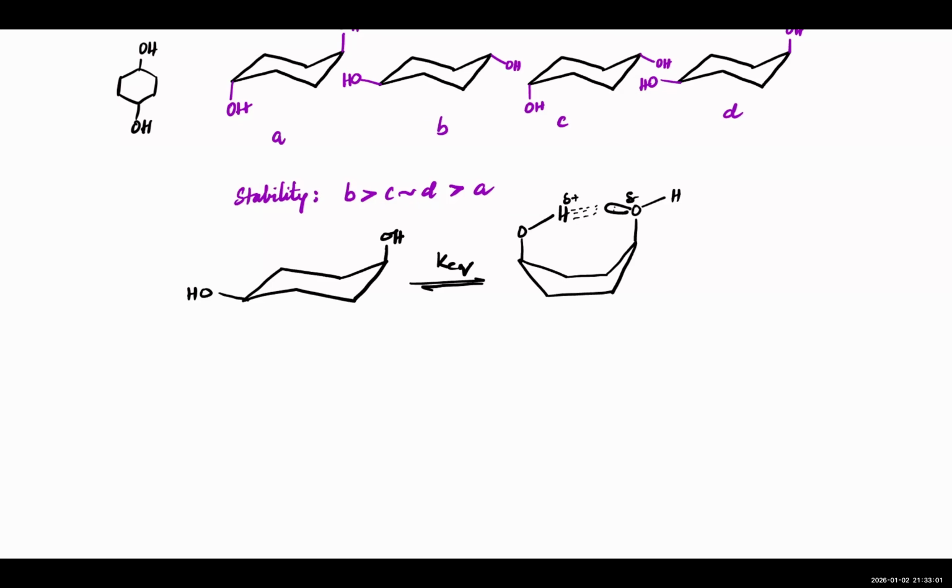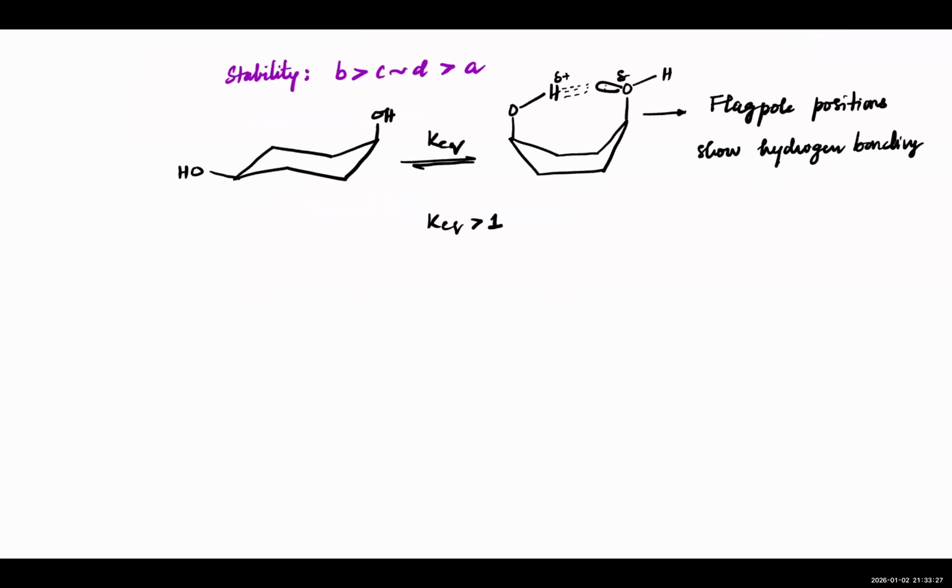So therefore, you would notice that flagpole positions show hydrogen bonding, and that's why the equilibrium will start showing more favor, and boat form is more stable.